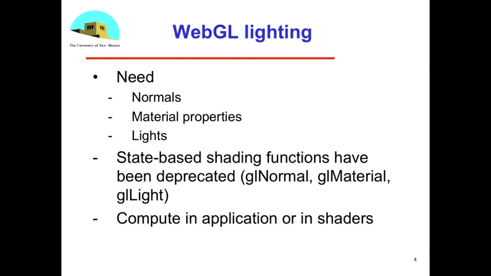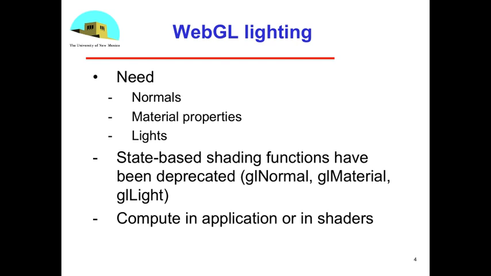Okay, so what do we need to do that? Well, we've seen this all before. You need normals at every point you want to compute a color. You need the material properties, and you need the various lights. We're going to just do one light for today, but every light you can define the same way.